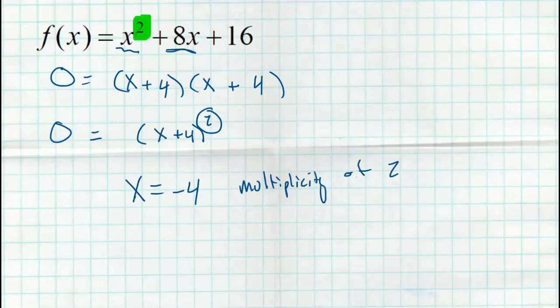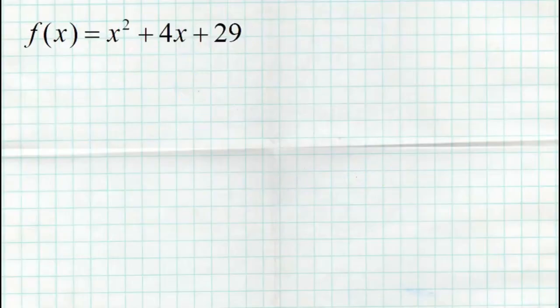All right, here's another one. Degree is 2, so I better have 2 complex zeros, including multiplicities. Well, I really only have one actual zero, but it has a multiplicity of 2, so that's where, again, the rule says that when you include multiplicities, your degree matches how many complex zeros you have.